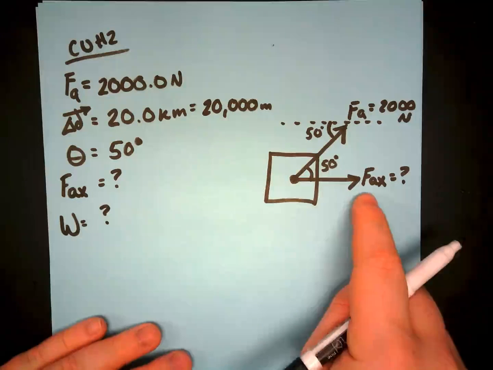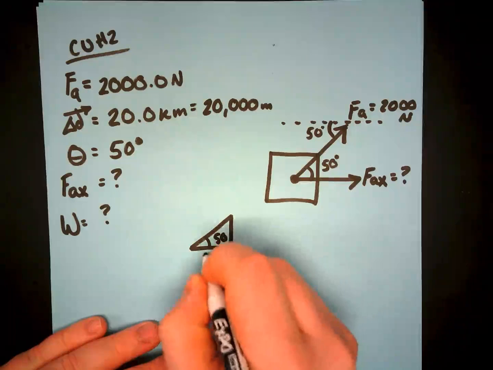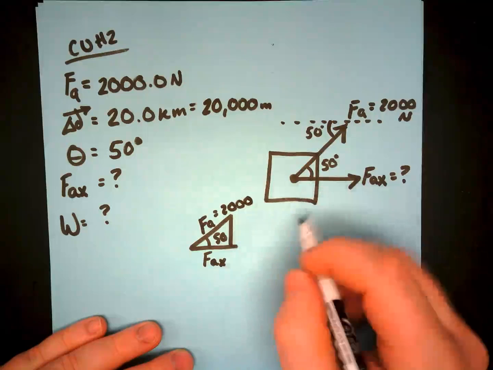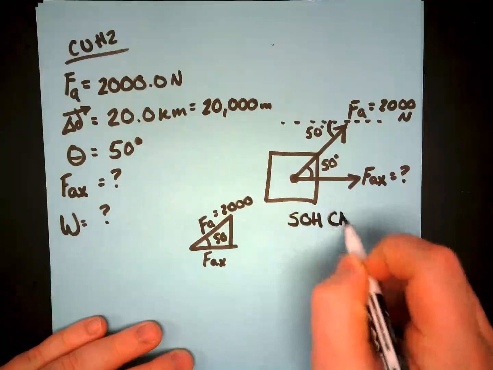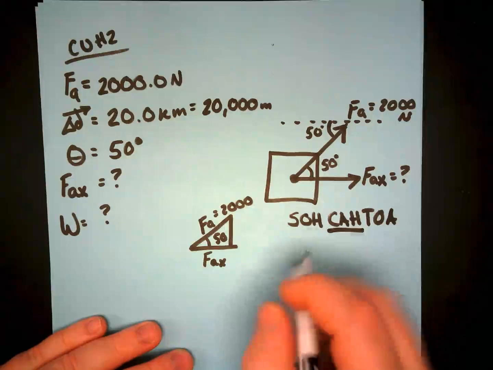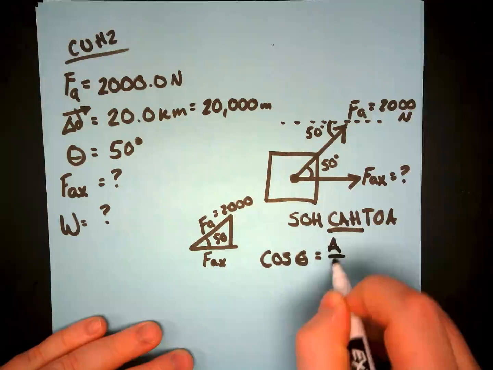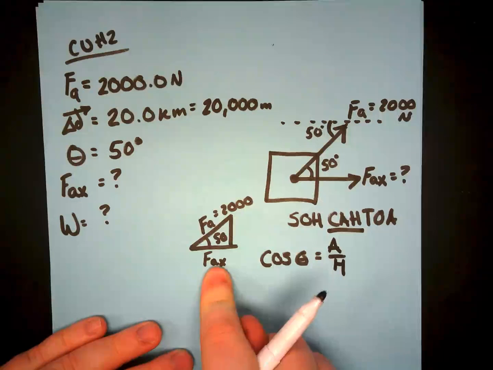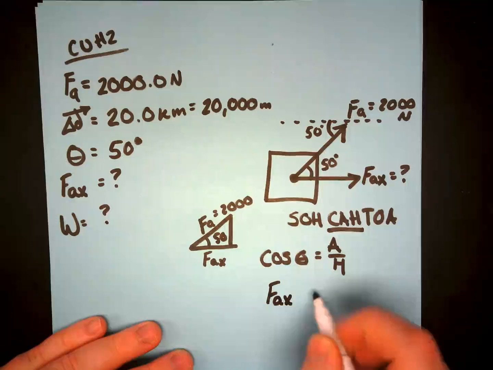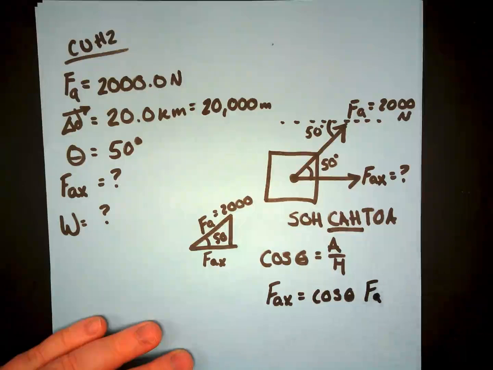Okay, so easy peasy. It's a simple triangle here. So 50 degrees in there. We're trying to find FAX, and we have FA. And we're going to use SOHCAHTOA, and we're going to be using this one right here. So it's going to be the cosine of theta is equal to the adjacent over the hypotenuse. Since FAX is the adjacent, hypotenuse is FA. It's going to end up looking like this. FAX is equal to the cosine of theta multiplied by the applied force.